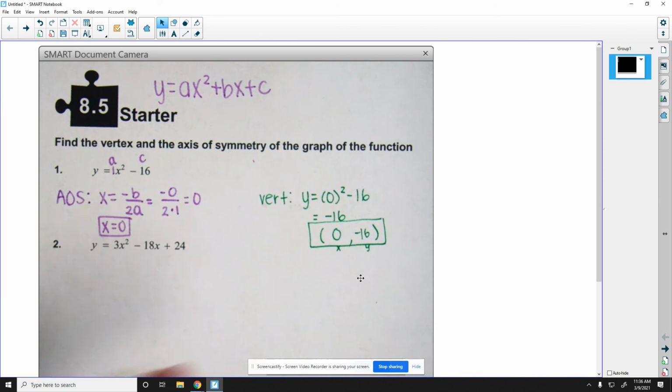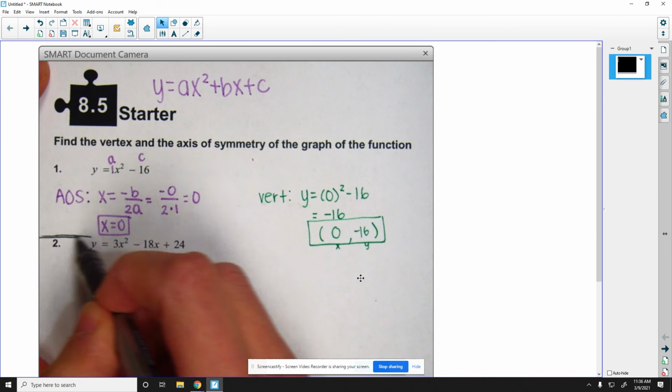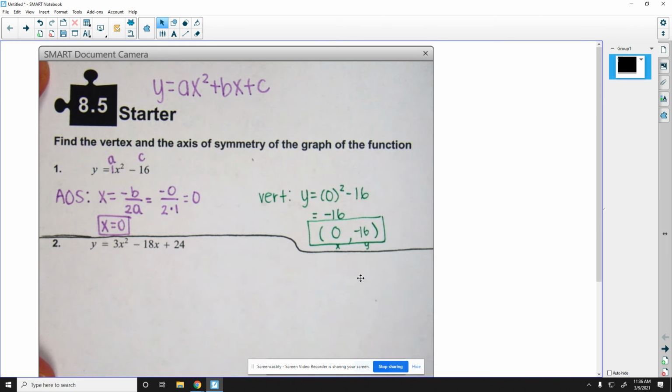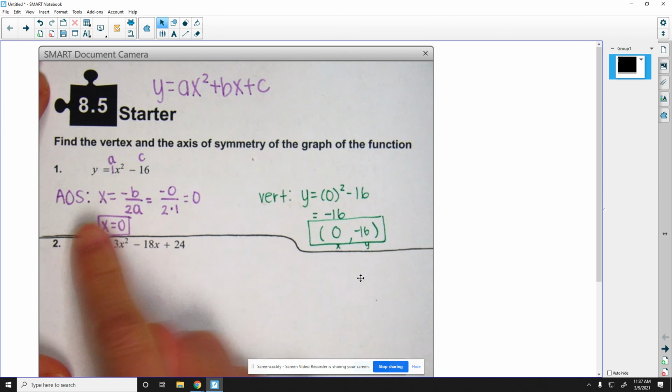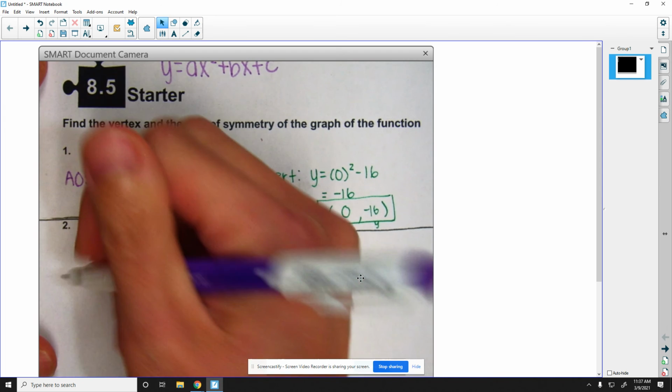So that's how I find vertex and axis of symmetry. That is nothing new. That is not new to 8.5. Okay, that was actually 8.3. We've practiced how to find vertex and axis of symmetry. So let's try it one more time with number 2 and then move on to something actually that's 8.5. Okay, you're going to have to do this on your level work though. Okay, that's why we're going over it right now. So for this one, let's find the AOS.